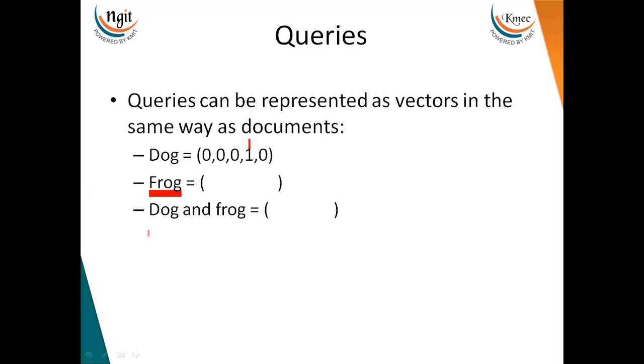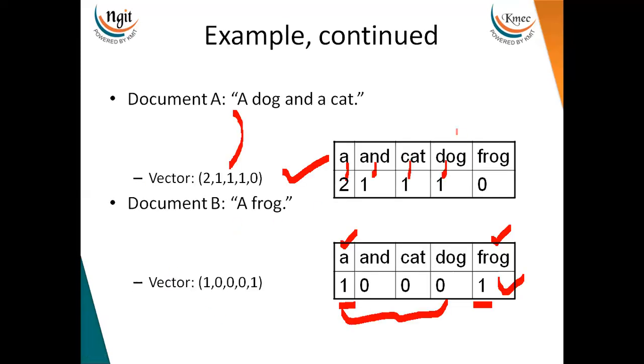Now suppose I have the query "dog and frog". How can I represent it? Dog will be 1, frog will be 1, and "and" will be 1. The remaining ones will all be 0. So my vector becomes 0, 1, 0, 1, 1.